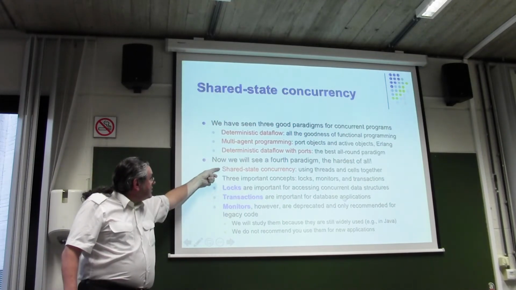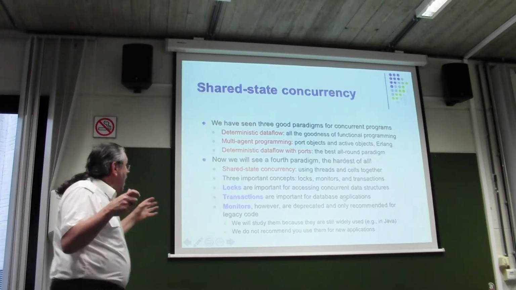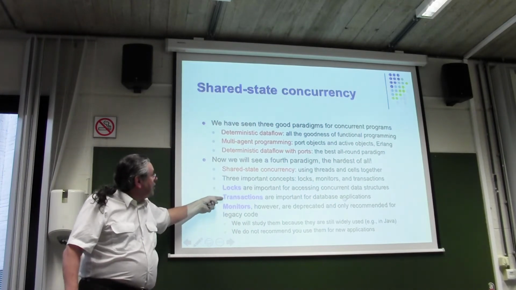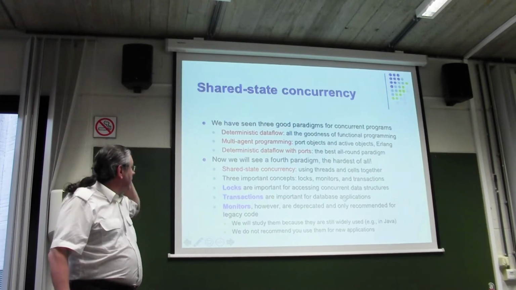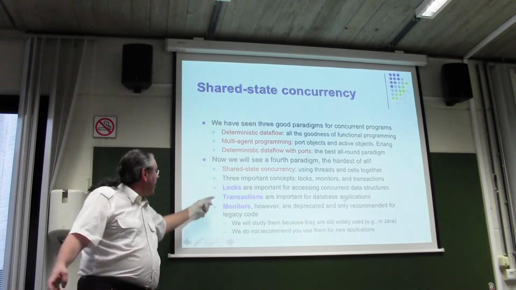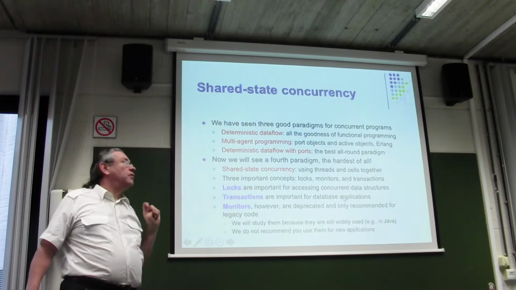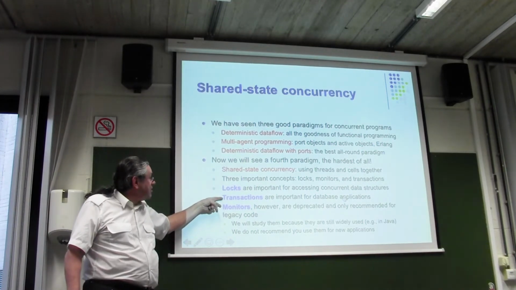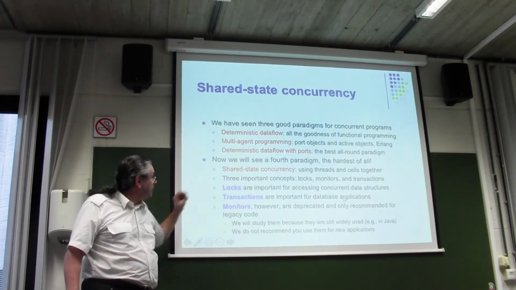And in order to use this, you need to build abstractions. And we're going to see three important abstractions: locks, transactions, and monitors. Okay? The basic one is locks, building big atomic actions, and then built on top of that are transactions and monitors. Transactions are very important. They're used in databases. They're very useful. So this is going to be a very important part.